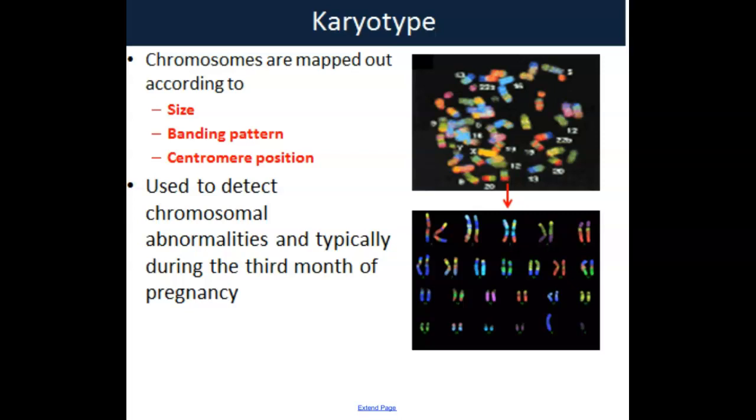They use the size of the chromosome, the way that the banding pattern looks. If you can see this picture, all of them have different colors. They've used a dye to color the chromosomes. The banding pattern would be all of the different bands on them, and the centromere position would be the middle point on that specific chromosome.